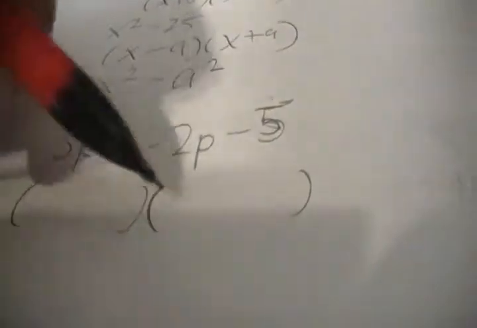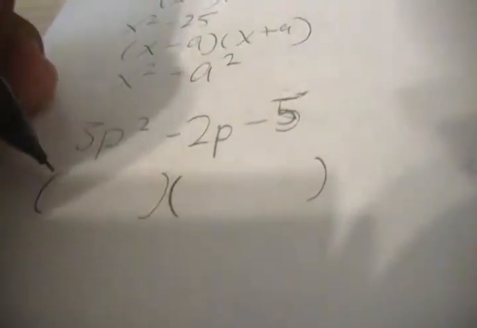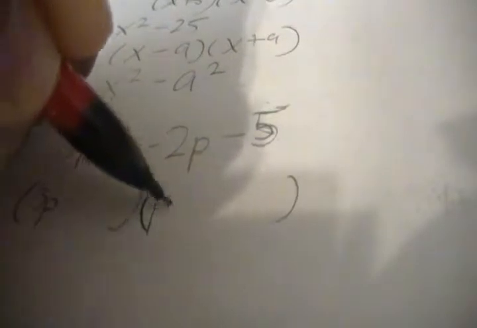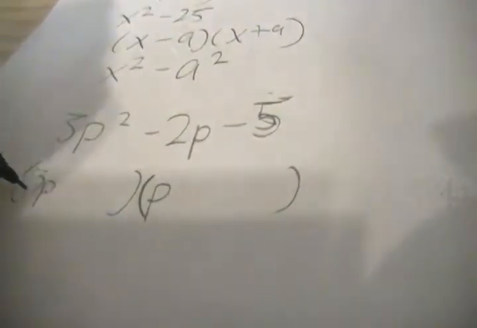So for example, if we want to factor, we make two binomials, right? So we take the first term, and we can say that this can be 3p times p, because when you multiply this out, 3p and p, we get 3p squared. Alright?